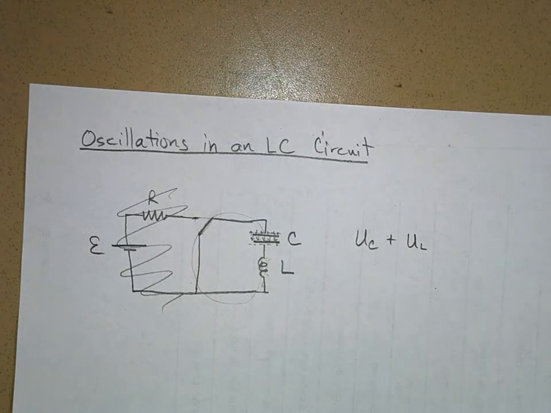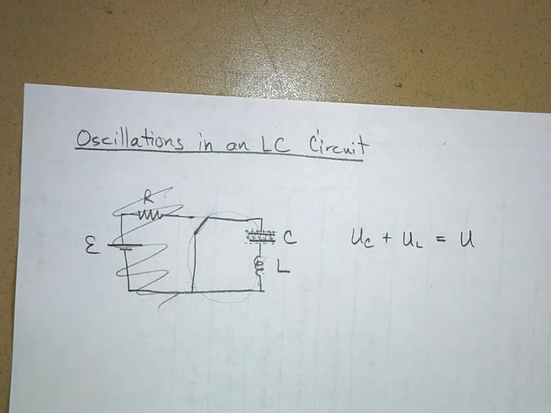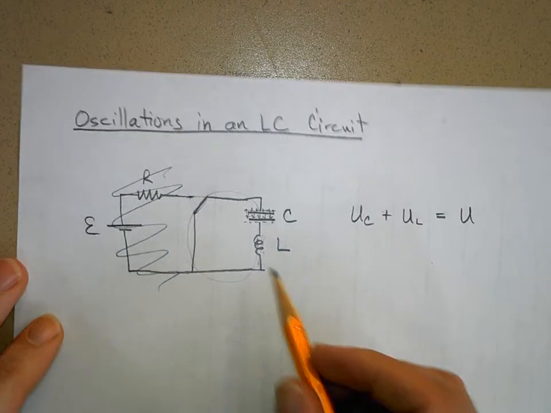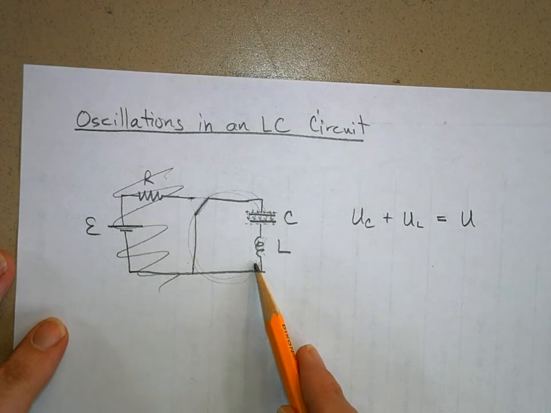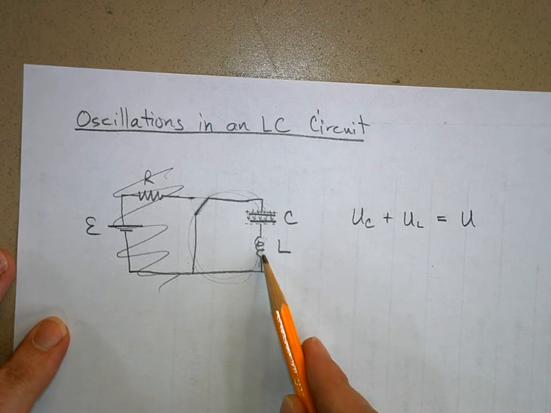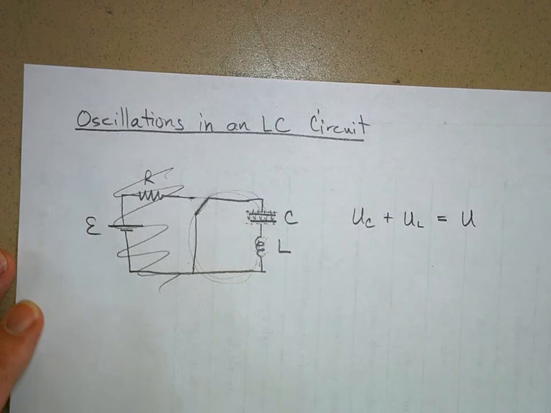So this is going to be equal to the total energy we started with, which was the total energy on the capacitor. At least that's where we're starting, with all the energy on the capacitor. Well, here's what happens. The capacitor discharges, creates a current. This current creates a magnetic field in here. Now, when the capacitor empties, when the capacitor has lost all of its charge, what happens to the current?